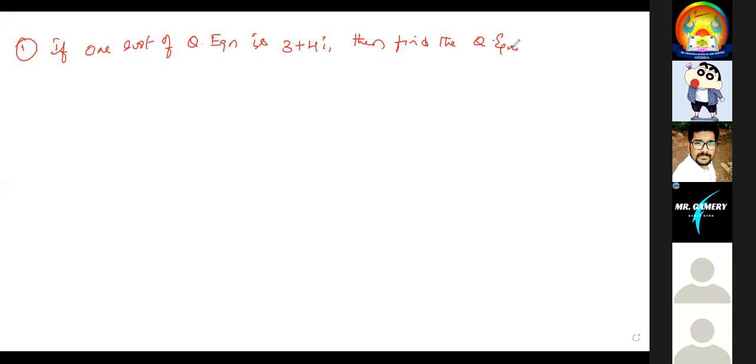One root of the quadratic equation is 3 plus 4i, then find the quadratic equation. Sir, x square minus 6x minus 7. Very good. One root of the quadratic equation is 3 plus 4i.